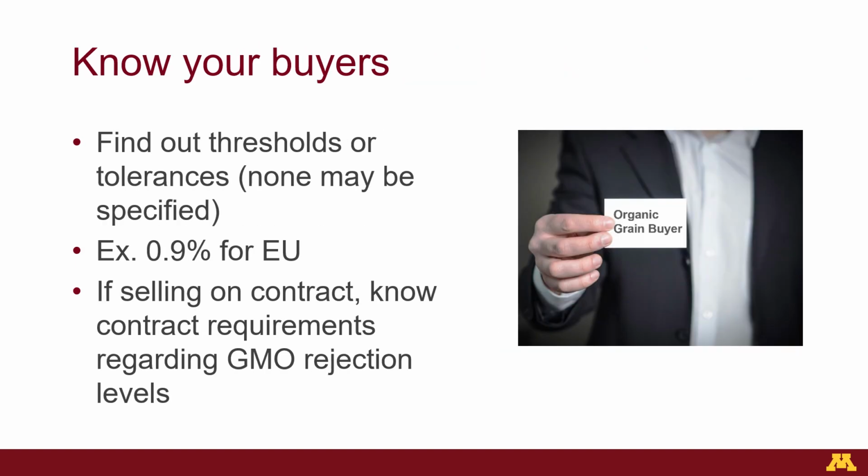You should also know your buyers and know what form or level of contamination they will tolerate. For example, for products destined for EU markets, a threshold of less than 0.9% GMO content is generally required for the product to be considered non-GMO. If you are selling on contract, know what the contract's requirements are regarding GMO rejection levels. Again, unintentional GMO presence does not mean your organic certification has to be lost, but rejection by buyers can harm the reputation of your farm and access to future sales.